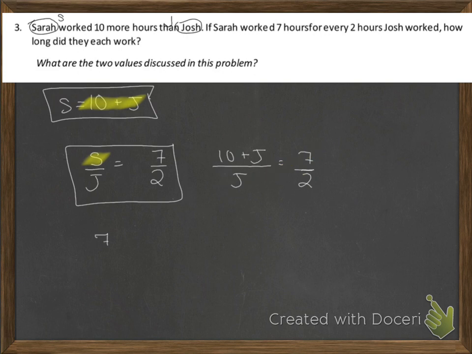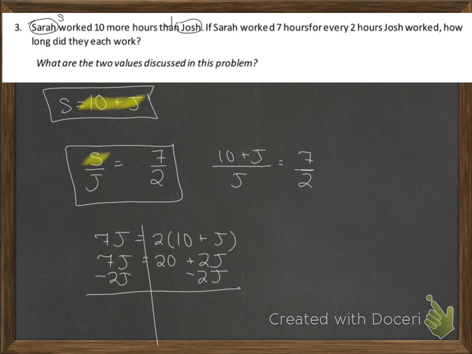Okay, so I have 7J is equal to 2 times the quantity 10 plus J. So we have a little bit of work to do. We need to distribute. Okay, going to solve for J by subtracting 2J from both sides. The equation, we get 5J is 20, divide by 5, divide by 5. It looks like our friend Josh worked for 4 hours.